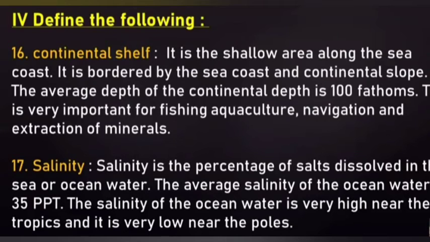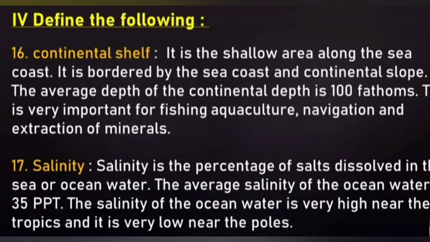Continental shelf. First one. It is the shallow area along the sea coast. It is bordered by the sea coast and the continental slope. The average depth of the continental shelf is 100 fathom. This is very important for fishing, aquaculture, navigation and extraction of minerals.